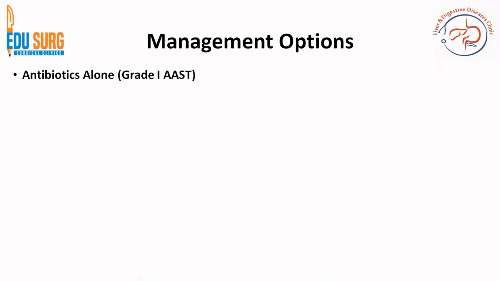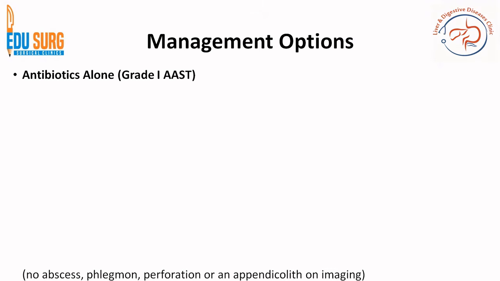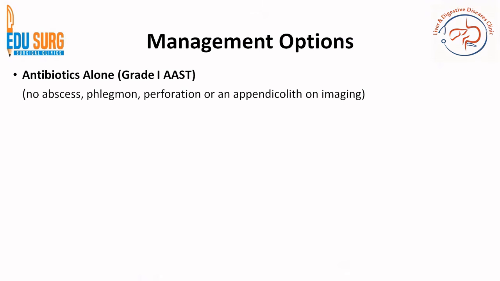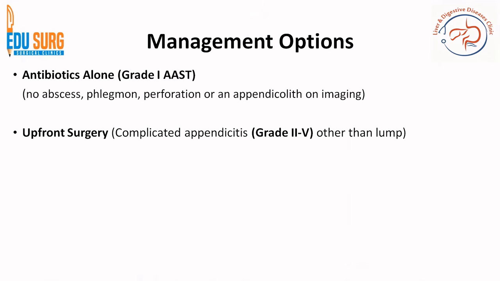So coming to management options, like I said, antibiotics alone is recommended only in grade 1 of AAST, that is uncomplicated appendicitis. The patient should not have an abscess, phlegmon, perforation, or an appendicolith on imaging. Now, as we will see some data on antibiotics alone, appendicolith on imaging is not an absolute contraindication, but we have seen that the failure of non-operative management is very high when there is an appendicolith on imaging.